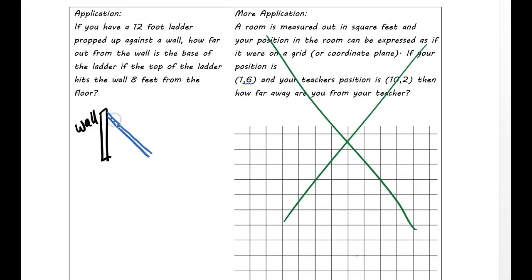I'm not a great drawer, as you're about to find out. Okay, that's close enough. Then I'll make the grass, we'll be on the ground, so we'll make it green for grass. Okay, so here's my picture.